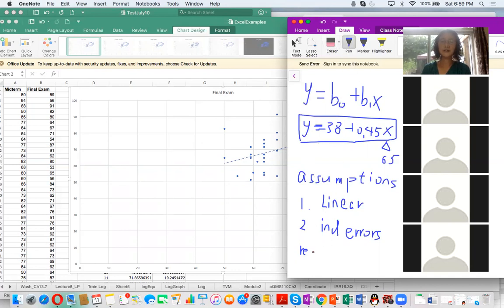So there's a lot of concepts here. Residue is a very important concept, okay? The definition of the residue is equal to observed Y minus predicted Y. Observed minus predicted, that is the residue. So now let's calculate the residue.